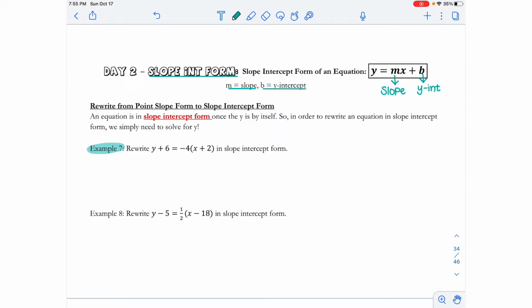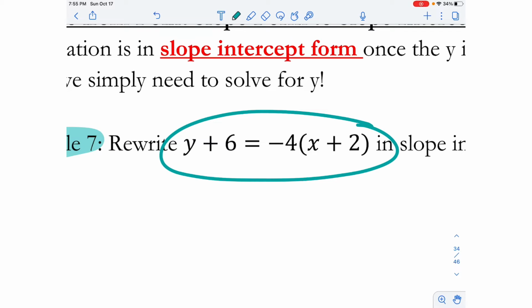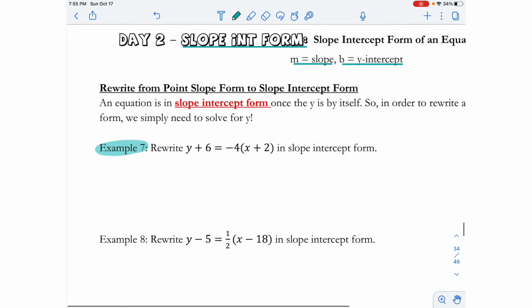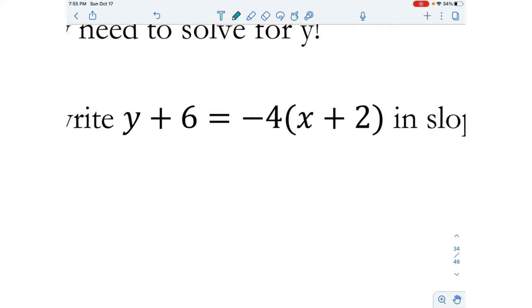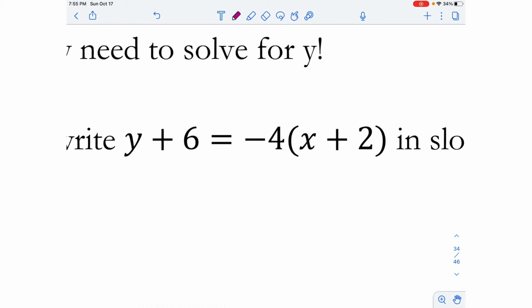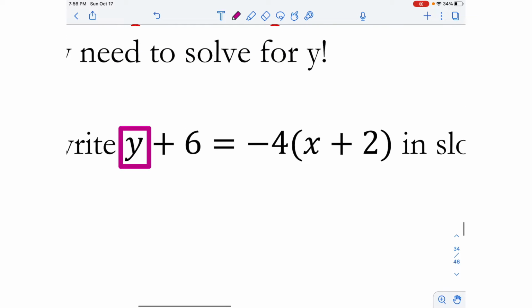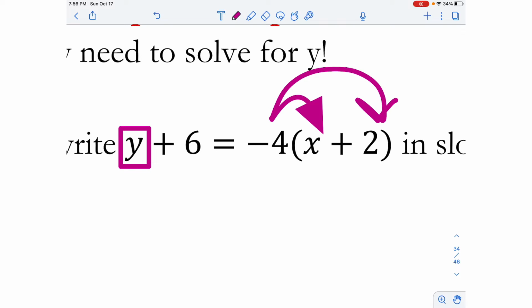So example 7 says, rewrite this equation, y plus 6 equals negative 4 parentheses x plus 2, in slope-intercept form. This is something we've done before. This is not new, but this is something that I want to make sure that you guys know how to do. So for this example, the way that we get into slope-intercept form is to get y by itself. So in order to get y by itself, in this situation, which is in point-slope form, I'm going to distribute first the negative 4 to both parts of the parentheses here.